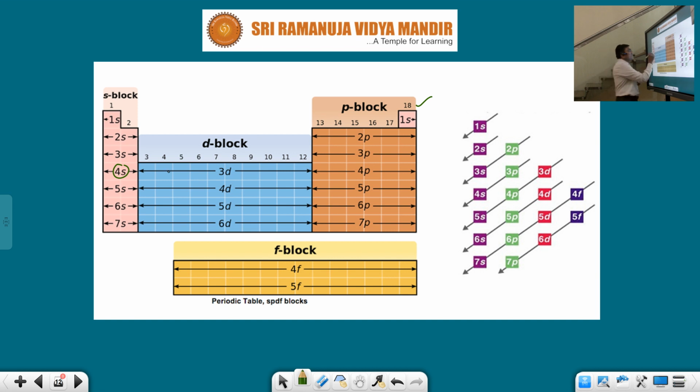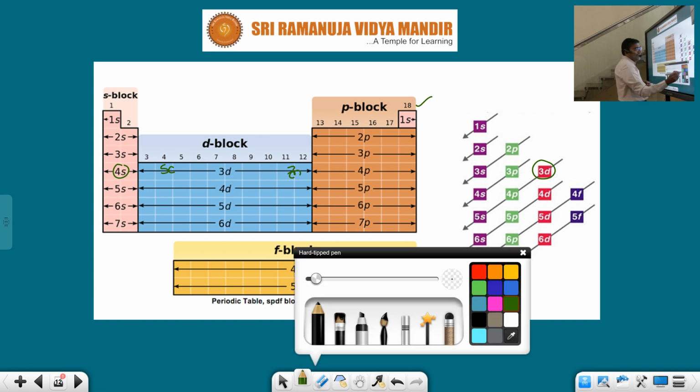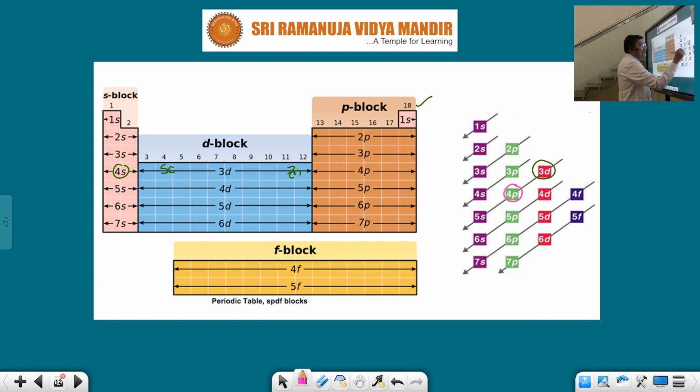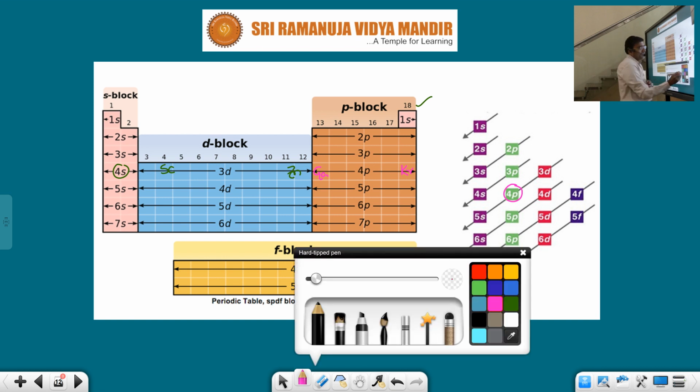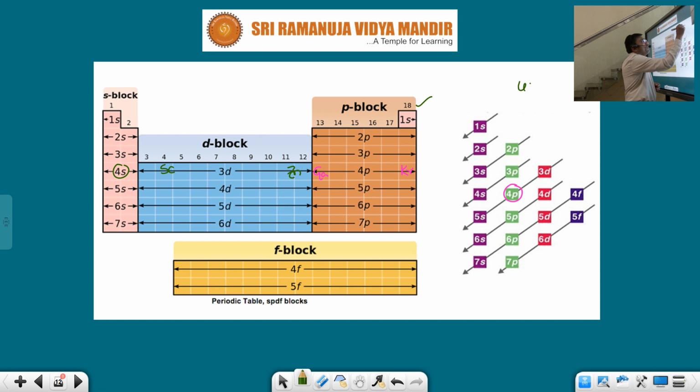Now after that, 3d, scandium to zinc. See here, 3d is filled. After 3d, what is coming? 4p is coming. So 4p means, students, gallium to krypton. Between 4p and 5s, listen here, find the n plus l value.